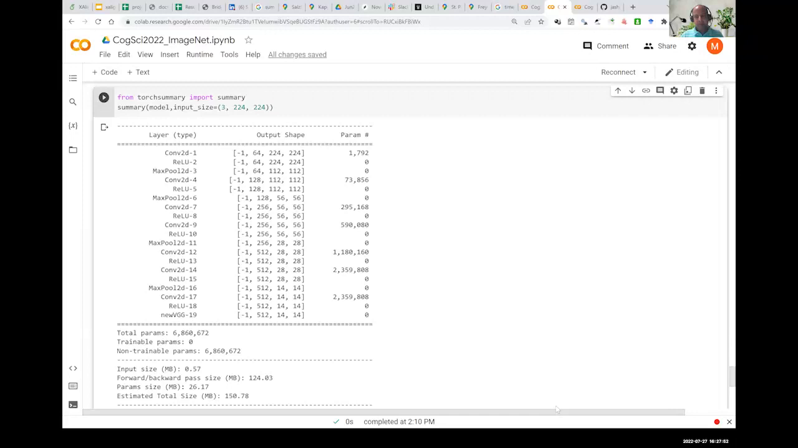Does that help? Yes, and then is it the pooling layers, or is it the convolutions that you're extracting? Yeah.